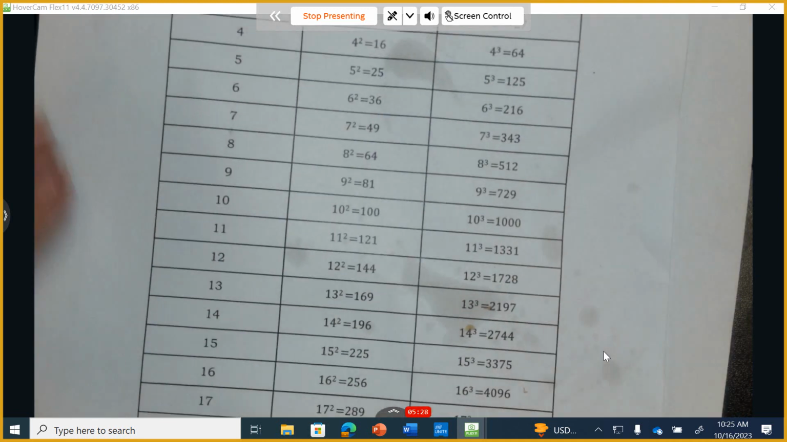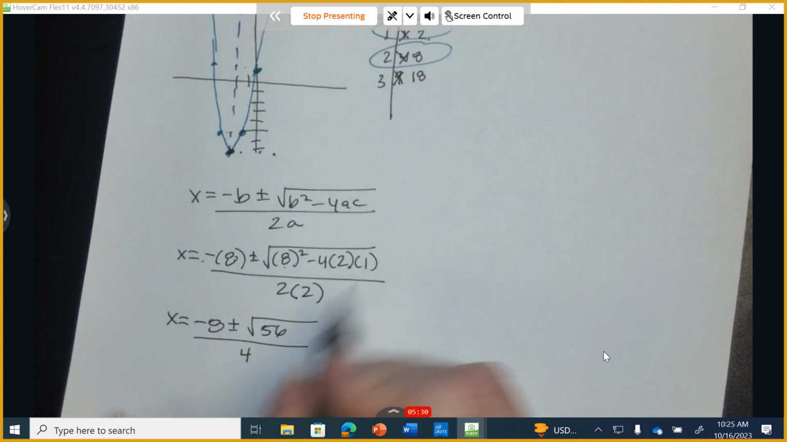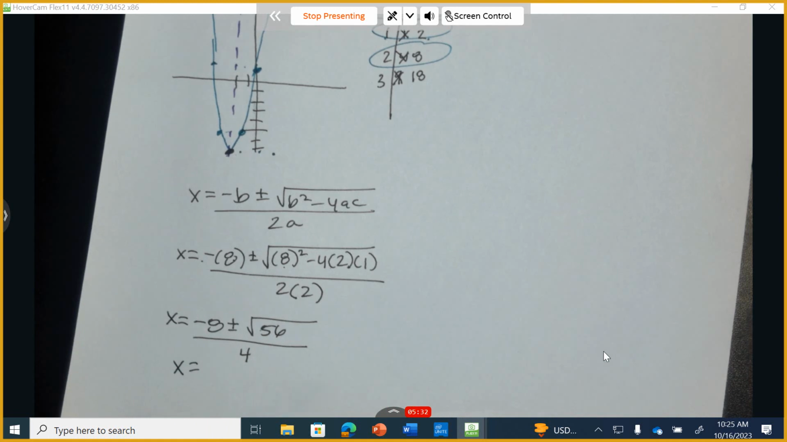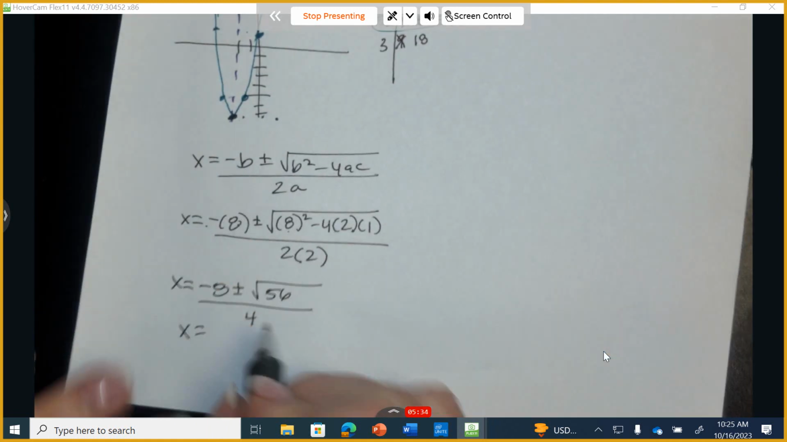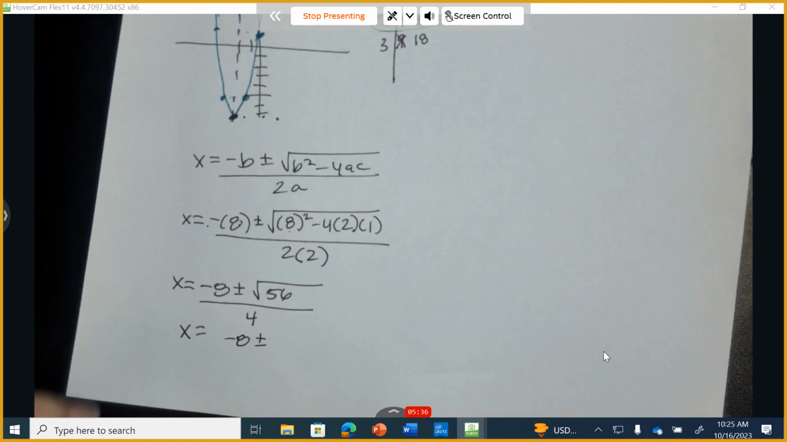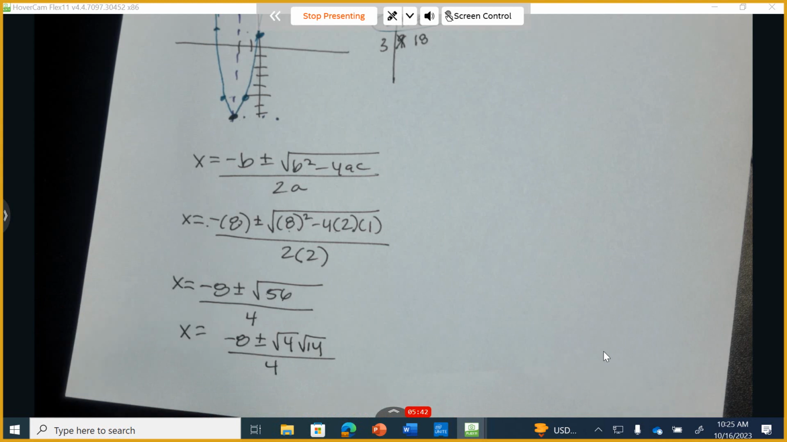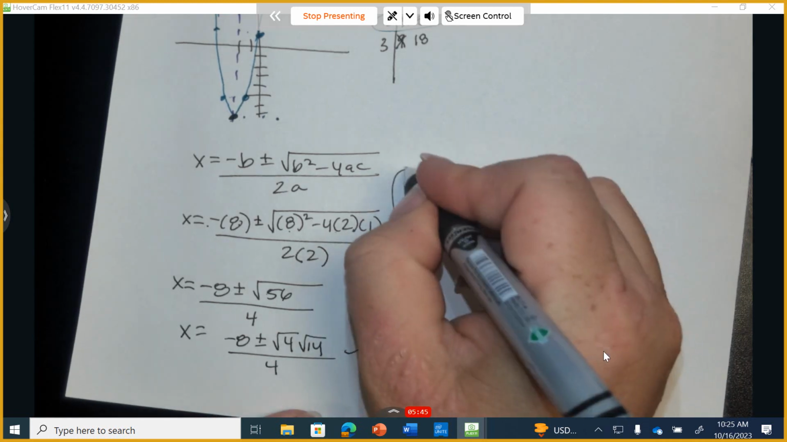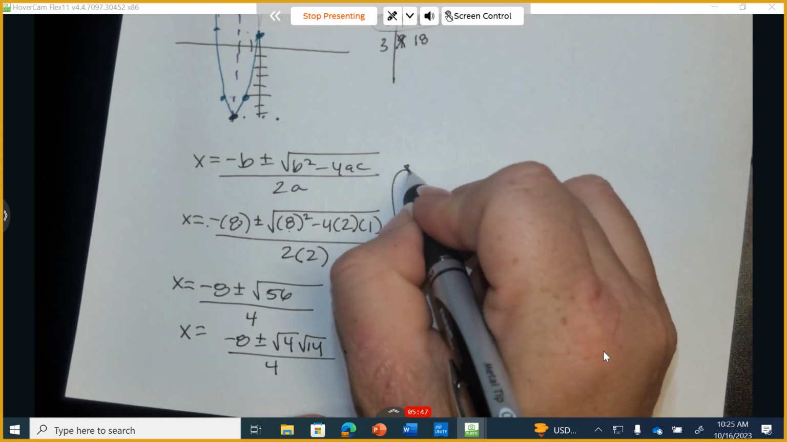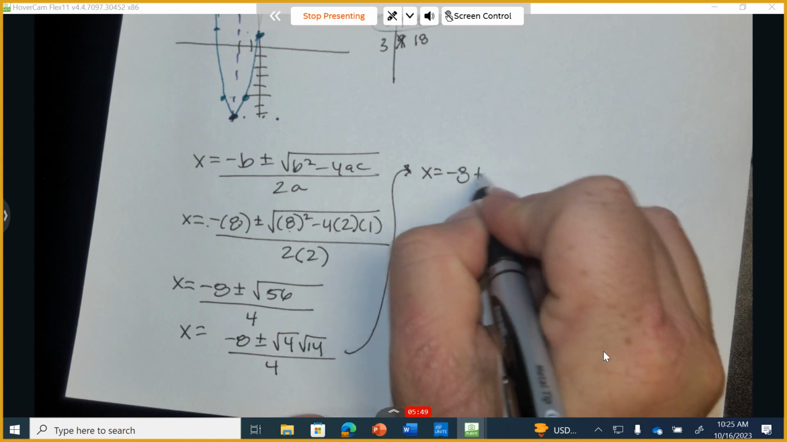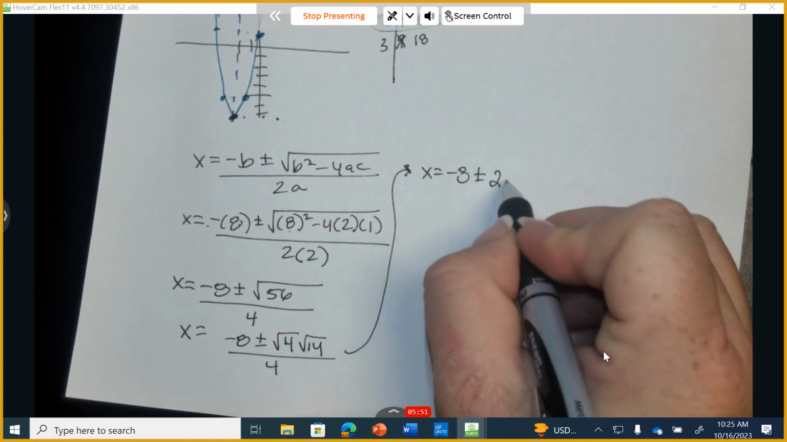So I need to rewrite this at this level. I'm not going to turn this into a decimal. I want to say that again. And I'm going to rewrite this again as 14 times 4. The perfect square is going to go first. Coming up here so everybody can see it. So I have x equals negative 8 plus or minus, and I know the square root of 4 is 2.